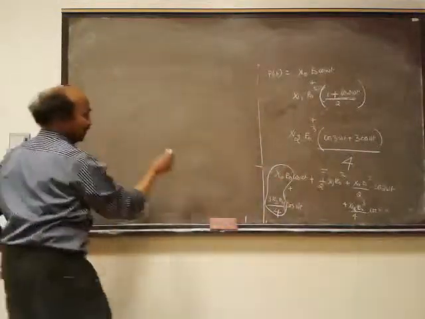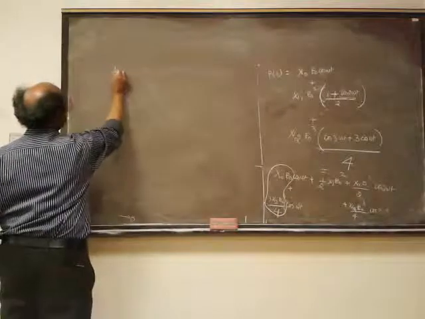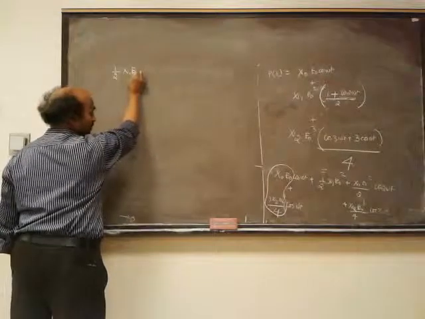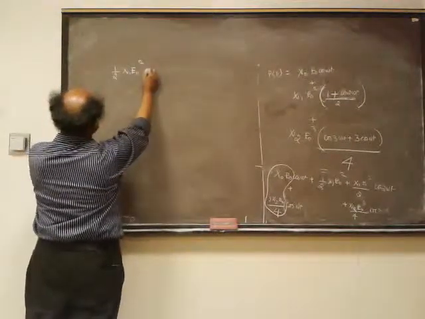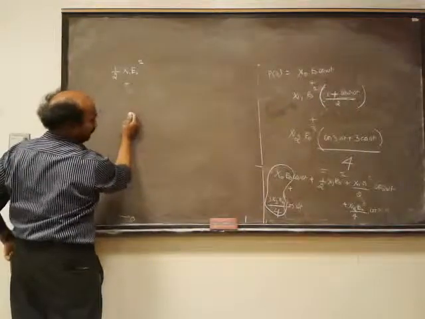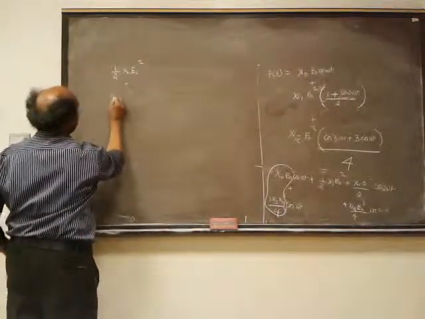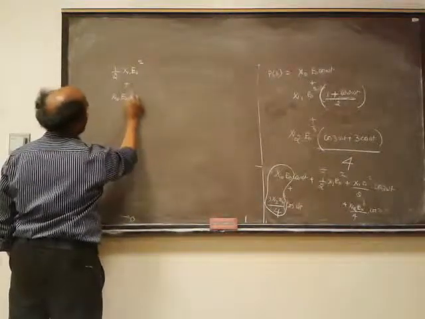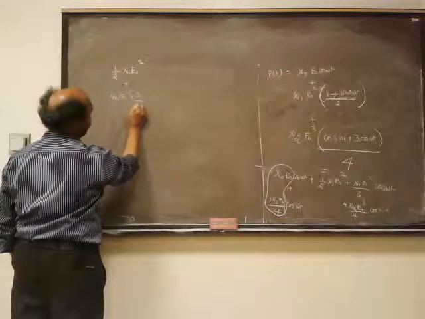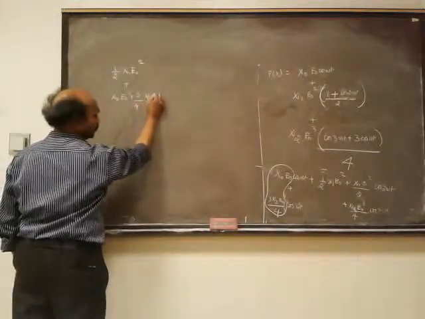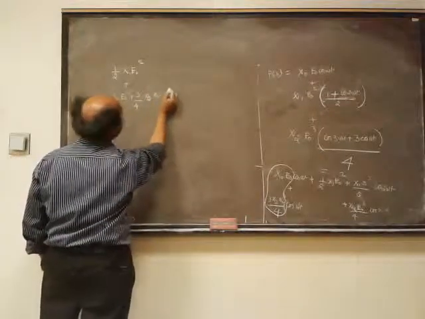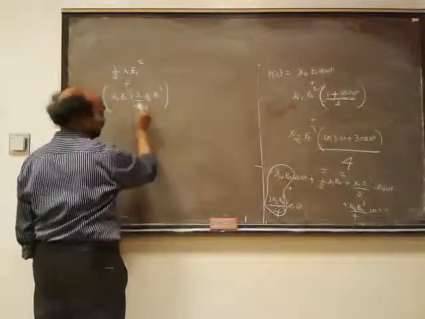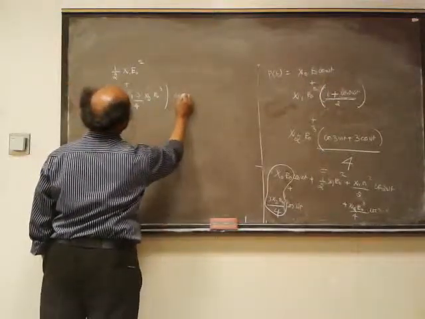So first thing, this one. First I will have chi 1 e naught square plus chi 0 e naught plus 3 pi by 4 chi 2 e naught cube. Put together, take cos omega t.